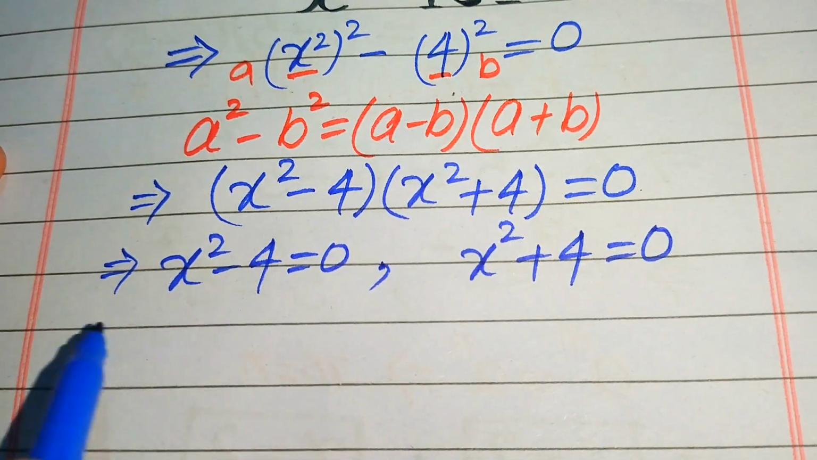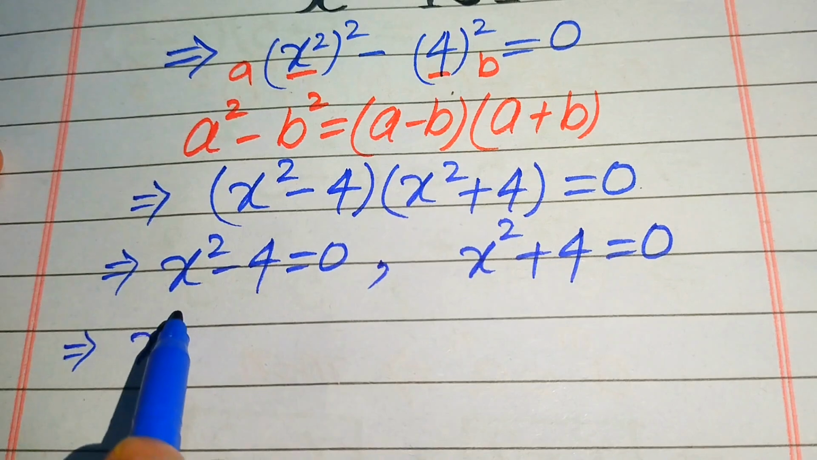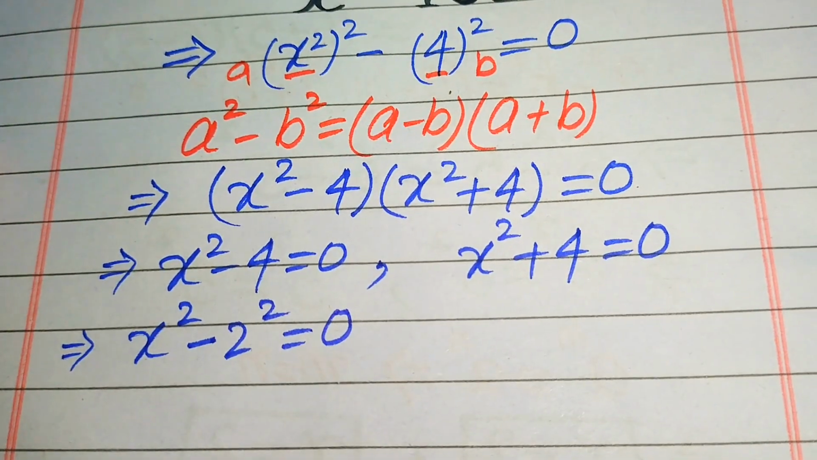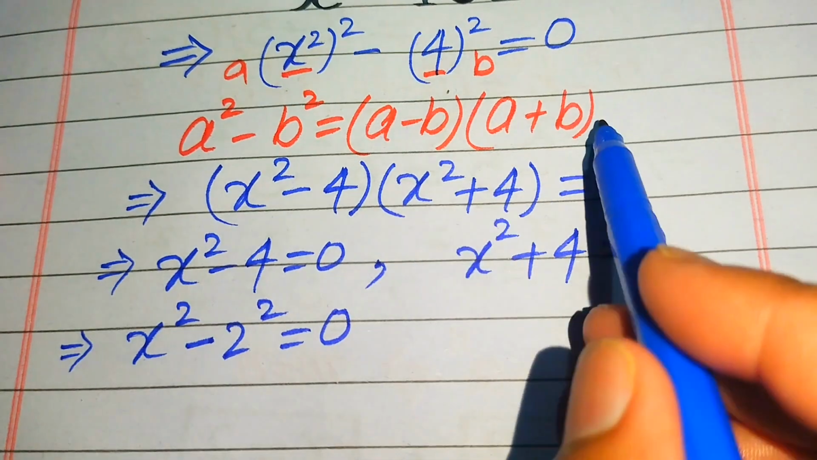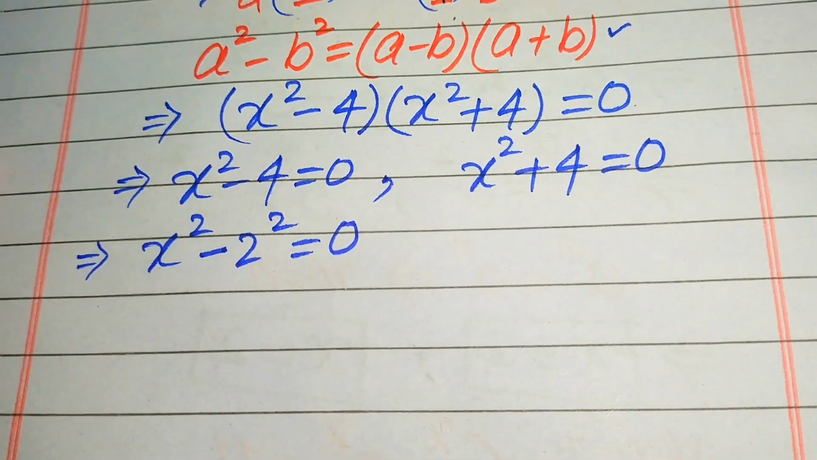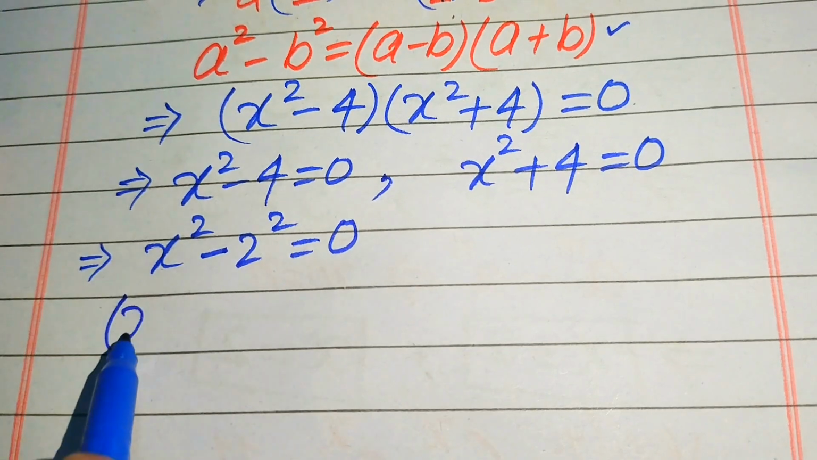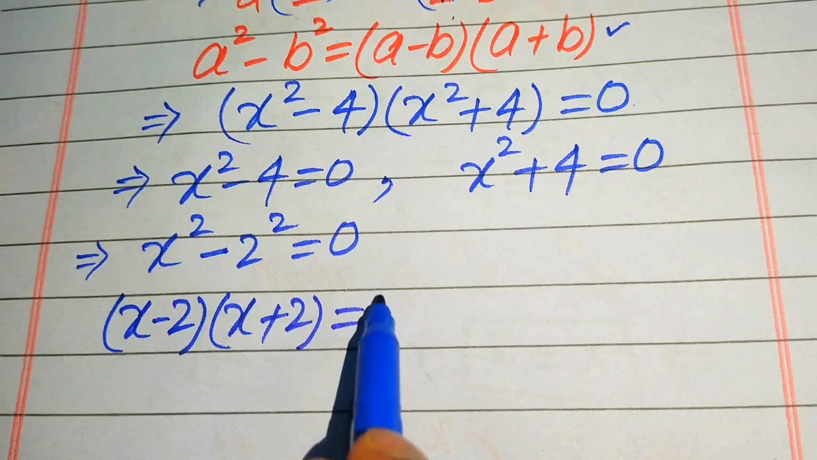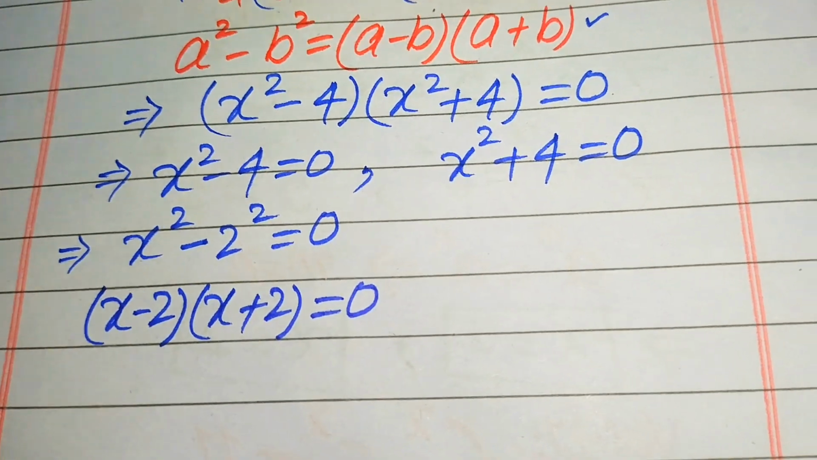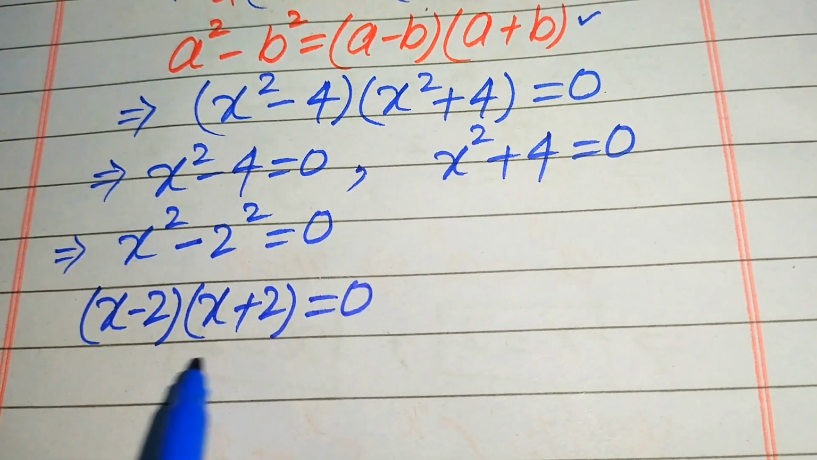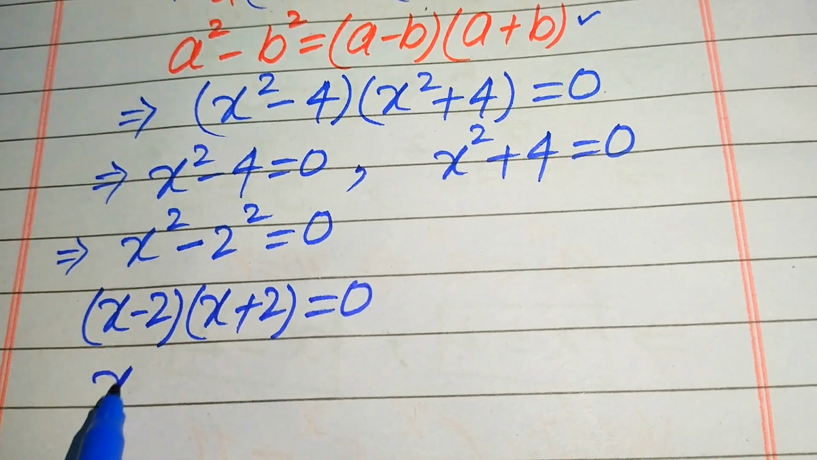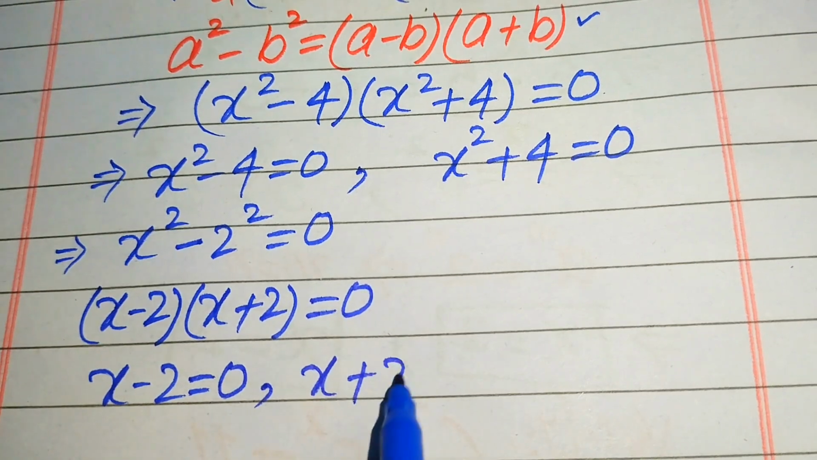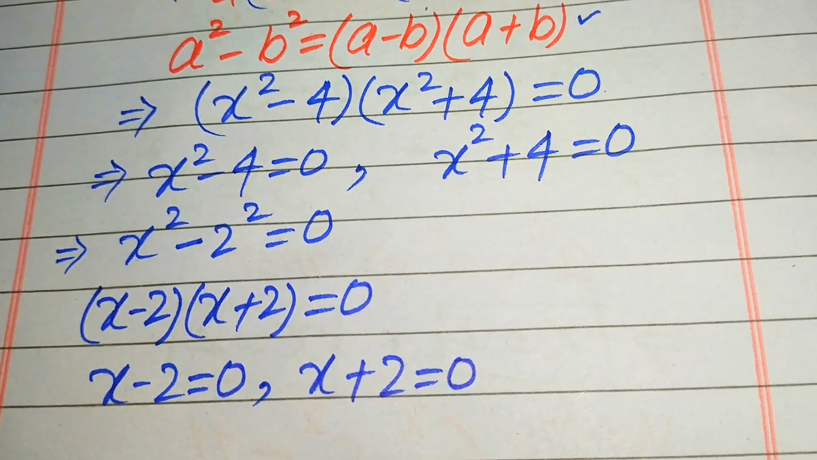And now here we again rewrite this case as x square minus 2 square, and this whole equation is equal to 0. And now we again use this nice algebraic formula here. So when we use this formula it will be written as (x minus 2) times (x plus 2), and this whole equation is equal to 0. And further we again break this equation into two cases. The first case is x minus 2 is equal to 0, and the second case is x plus 2 is equal to 0.